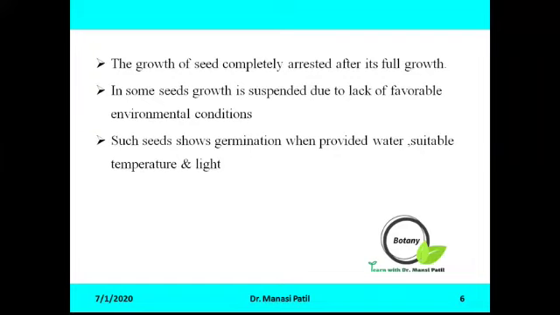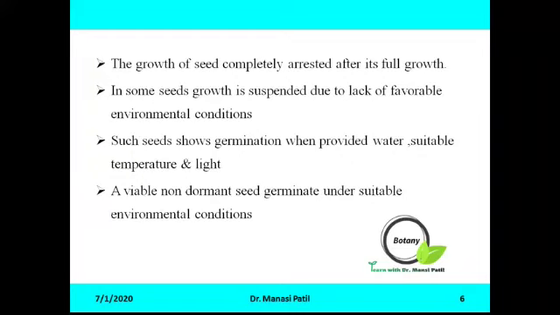A viable non-dormant seed will germinate when the environmental conditions are suitable. It is convenient first to define the term viable. Seeds that remain alive and capable of germination when all their environmental requirements have been met are said to be viable.